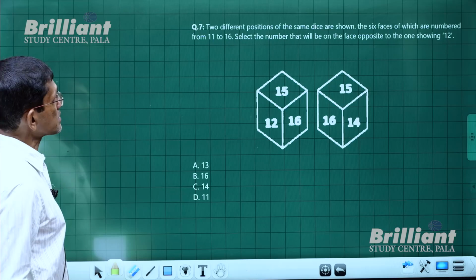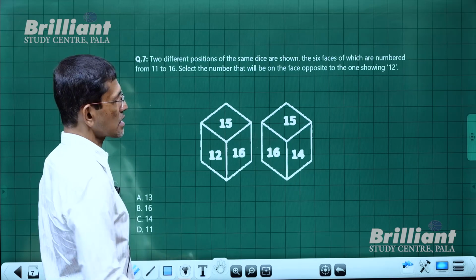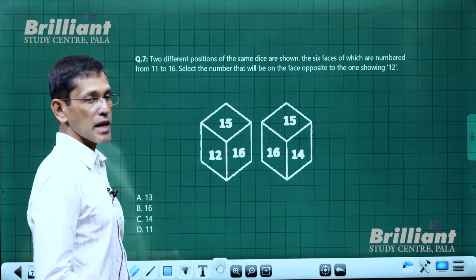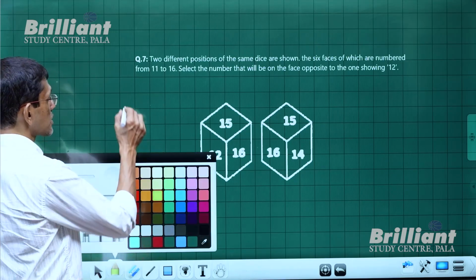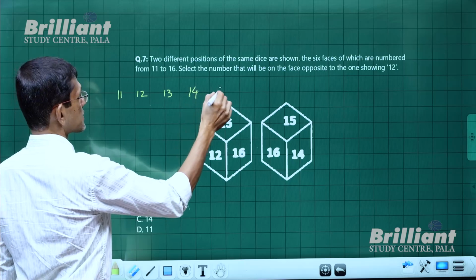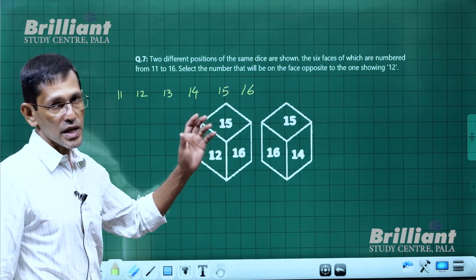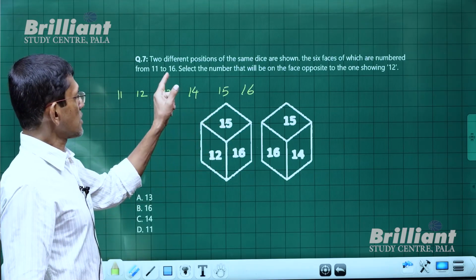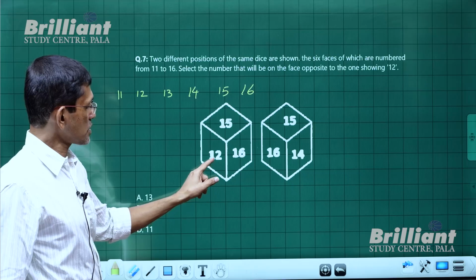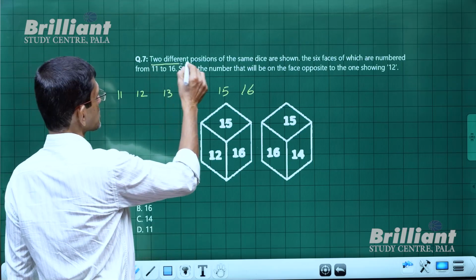All right, question number 7. Two different positions of the same dice are shown, the 6 faces of which are numbered from 11 to 16. So 11 to 16 means the faces are numbered 11, 12, 13, 14, 15, 16. So how many numbers are here? 6 numbers. So 6 faces for that dice. Select the number that will be on the face opposite to the one showing 12. The one showing 12 is here, and which is going to be opposite. What is given here? Two different positions of the same dice.